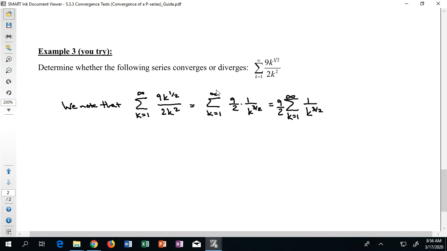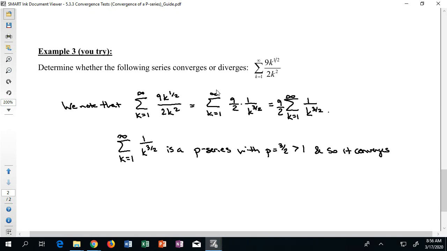So if I can do this, then what I can see is that I'm left with a series that's a 1 over k to a power. So I can say that this series is a p-series with p equaling 3/2, which is bigger than 1. And so it converges.